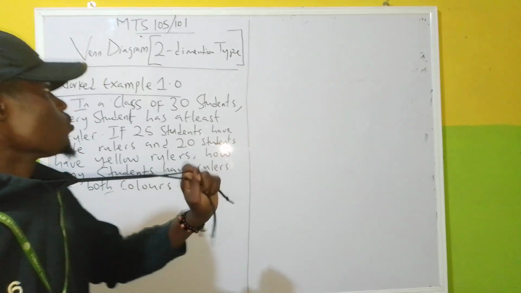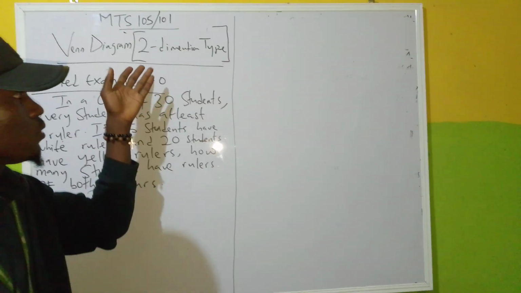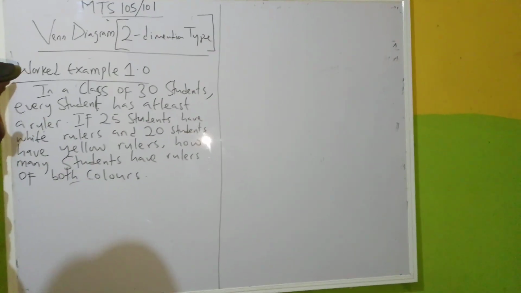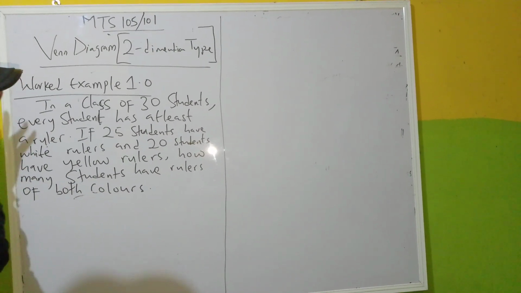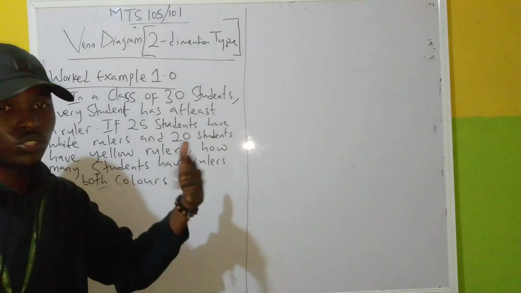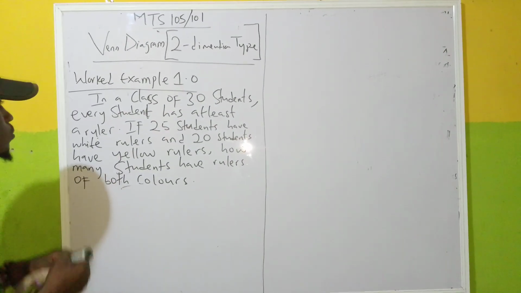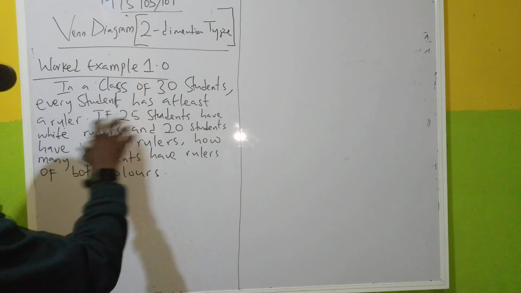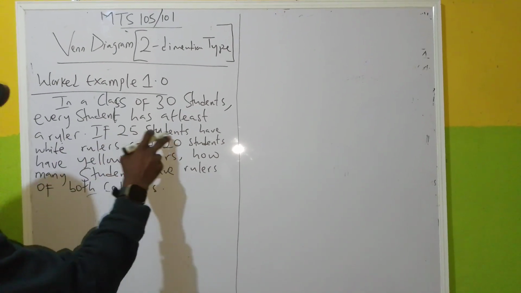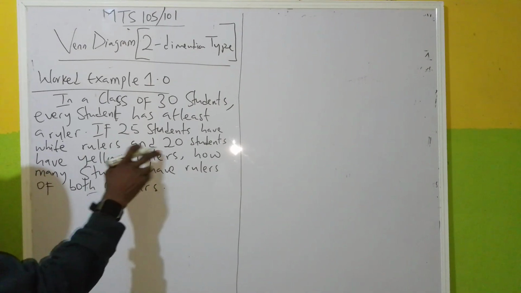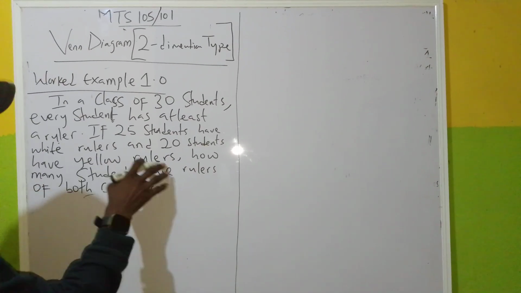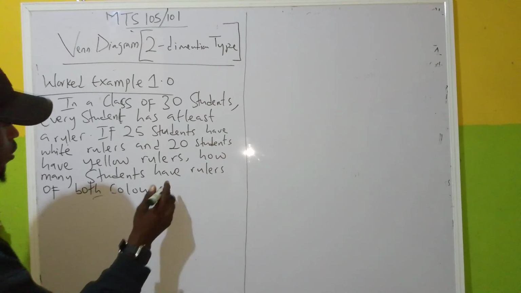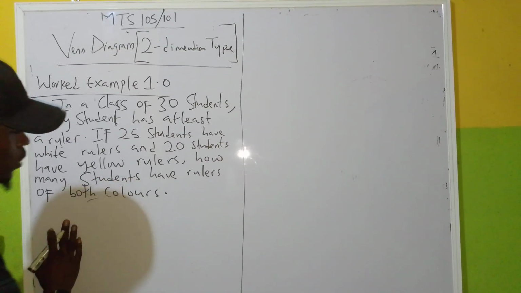Hello guys. So now we are moving on to the two-dimensional type of the Venn diagram. So here we have a question. Later we are going to do the proof of how they arrive at this kind of equation to solve the problem. In a class of 30 students, every student has at least a ruler. If 25 students have white rulers and 20 students have yellow rulers, how many students have rulers of both colors?